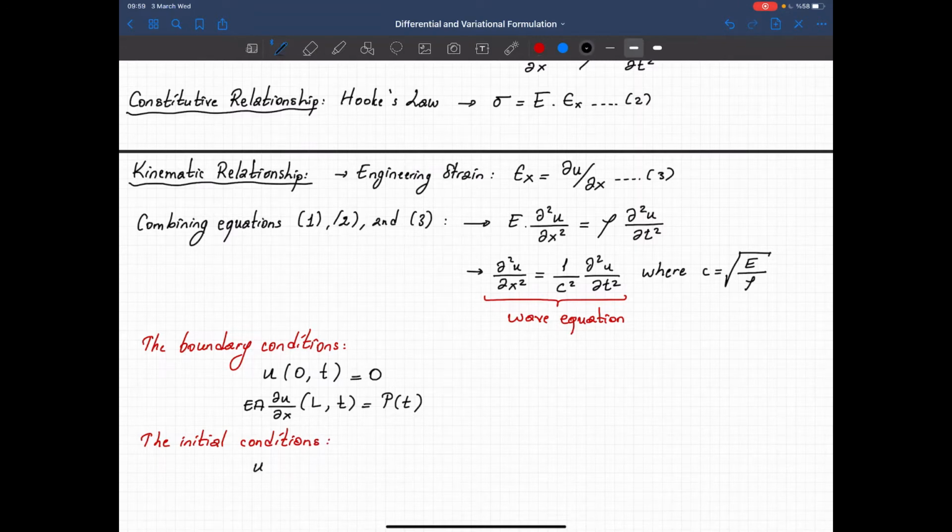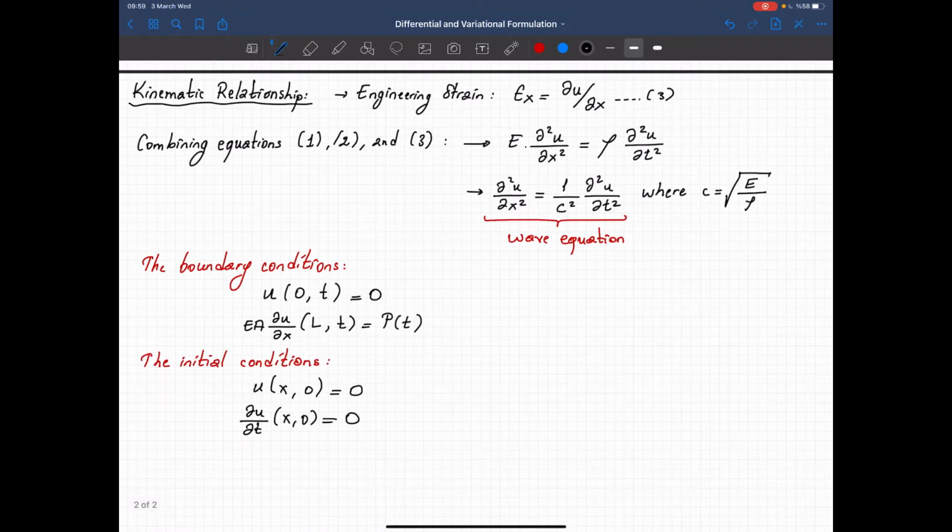We have U anywhere in the system at time equal to 0 should be equal to 0. So the structure should start at rest and the velocity also. So basically, in order to analyze that structure, we have to solve this equation with the following boundary conditions and the initial conditions. This is a differential equation. Now, can we get an answer?